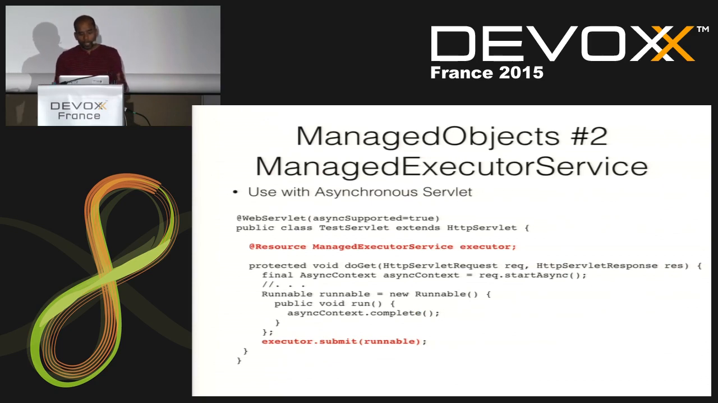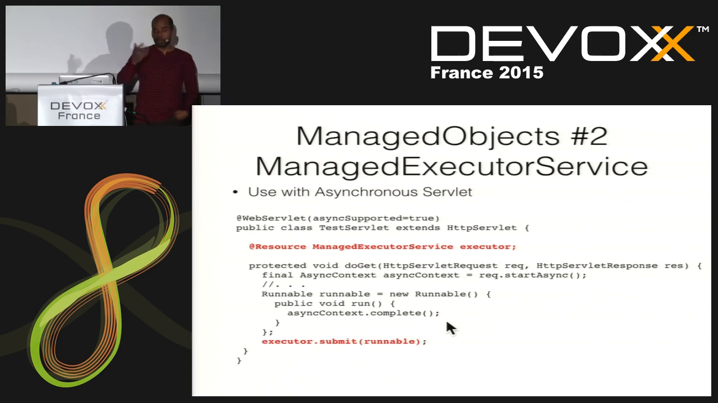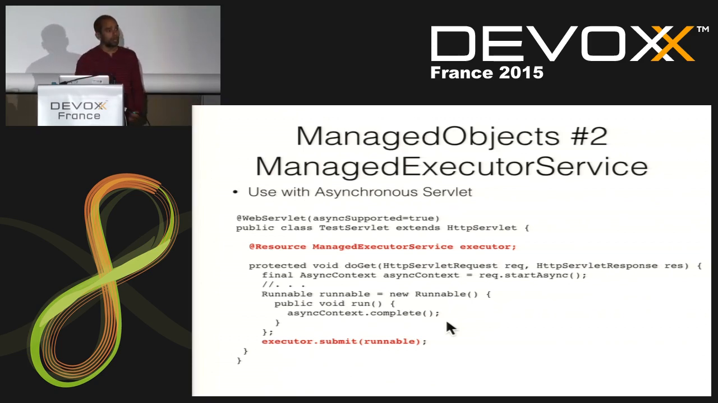Once again, in the asynchronous servlet, for example, what you could do is inject your ManagedExecutorService. I'm using Runnable in this case. As soon as you get into the doGet method, you start up an asynchronous context, and in the run method, you do your business logic, whatever needs to be done, and effectively at the end of the method you say asyncContext.complete. That means my asynchronous request for the servlet is really now complete, and then it returns the results. And at the end of the method, of course, you say executor.submit.